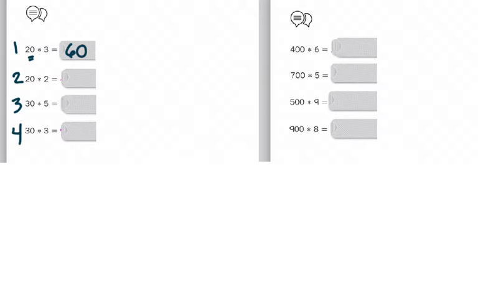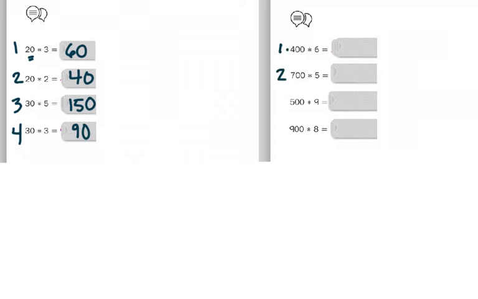Stop the video or pause it at any time needed. And if you don't know those facts, you should. And get your multiplication chart if needed. All right, before you continue, make sure you have your answers. 20 times 2 is 40. 30 times 5 is 150. And 30 times 3 is 90.